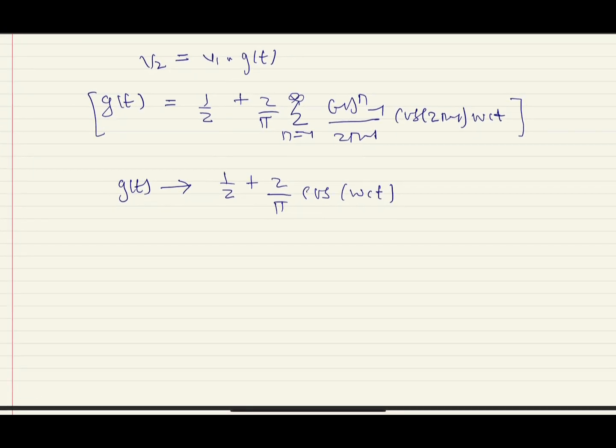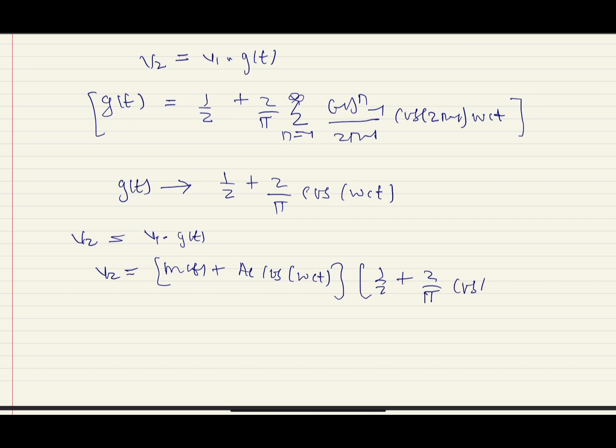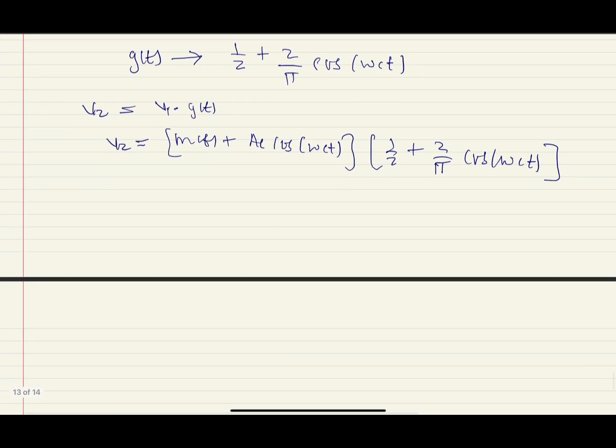Now that we have the Fourier series for the train of pulses, we will have our output as V2 equal to V1 times g of t. Where V1 is our message plus the carrier, and therefore V2 equals m of t plus Ac cos omega ct, multiplied by 1 over 2 plus 2 over pi cos omega ct. Now the rest will be algebra.